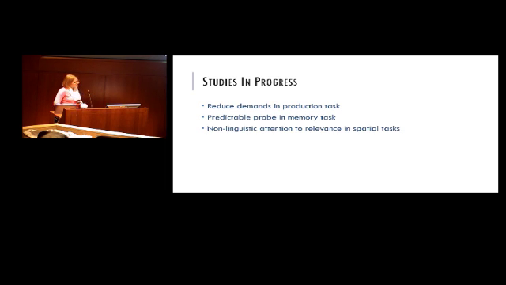So in one study, we are seeking to reduce the demands of the production task by providing the cues for the child and asking them to pick among the ones we've provided. In the memory task, we're looking at only one probe dimension at a time. So if you always know what you're going to be probed on, does that help children perform better? And then we're trying to get an assessment of children's attention to relevance in the spatial tasks in a non-linguistic way, to see if there's a way that we can find evidence for attention that doesn't rely on language in particular.